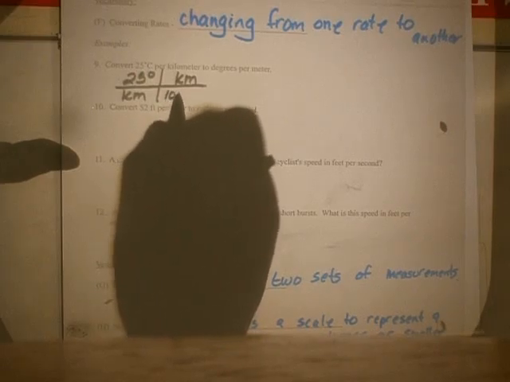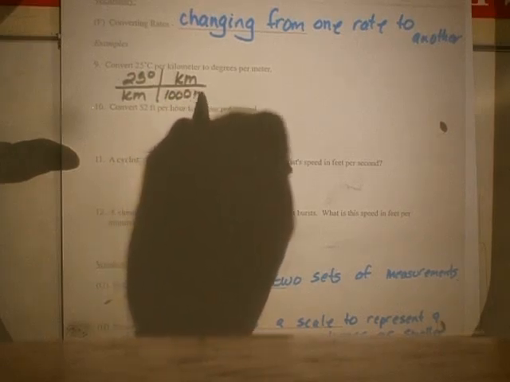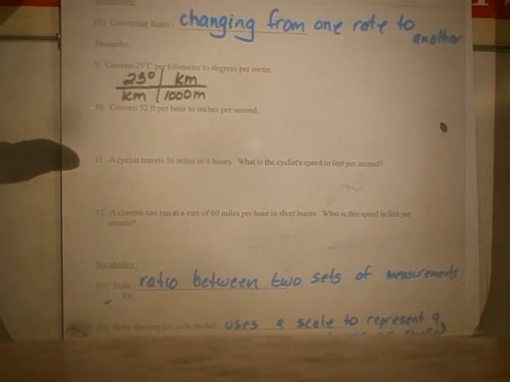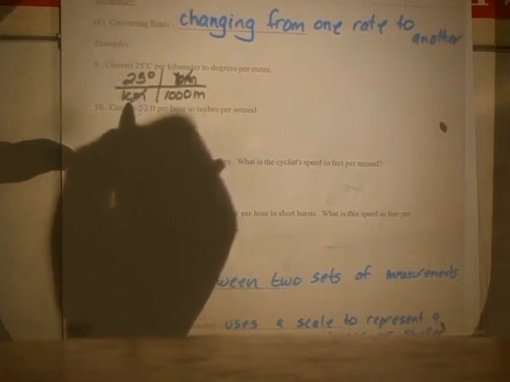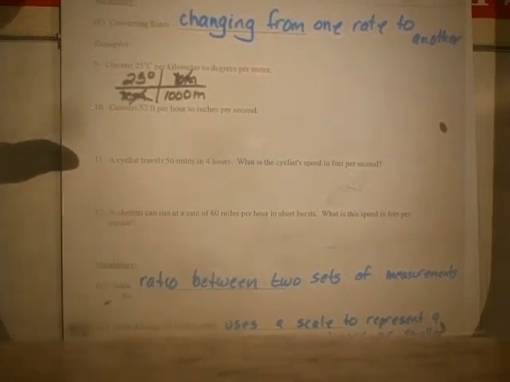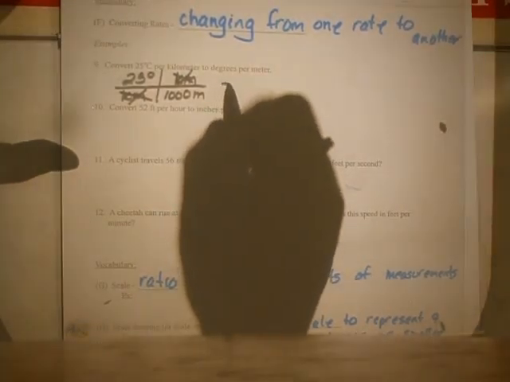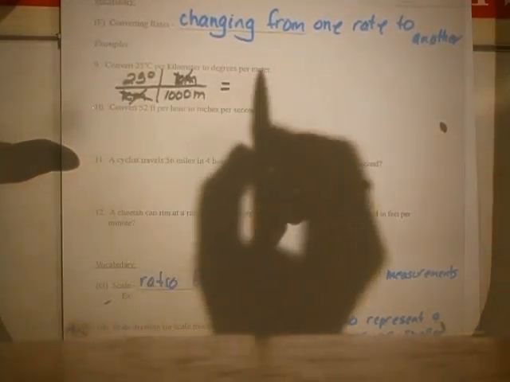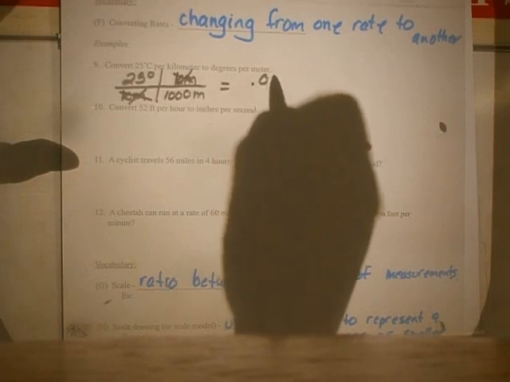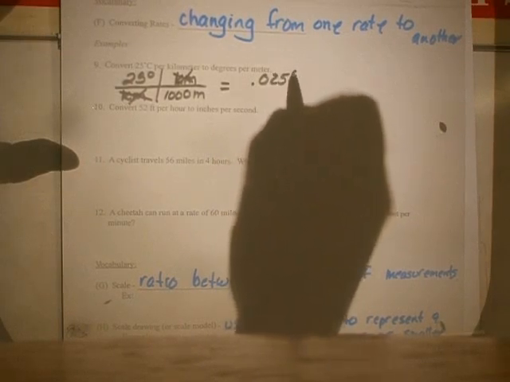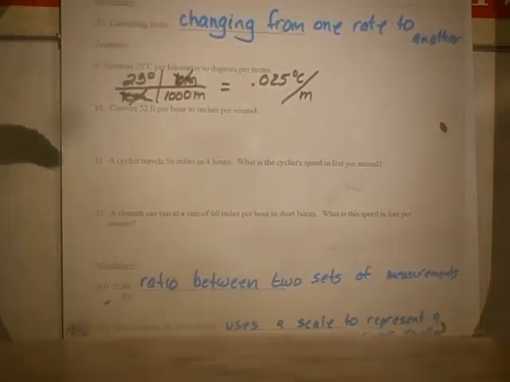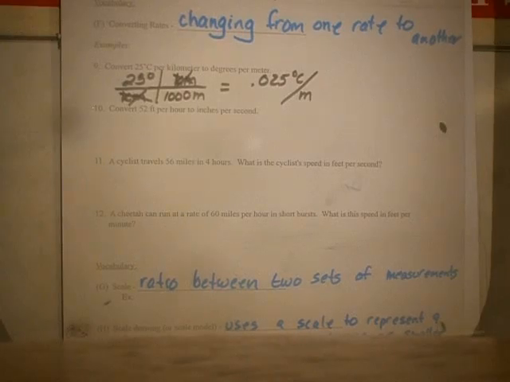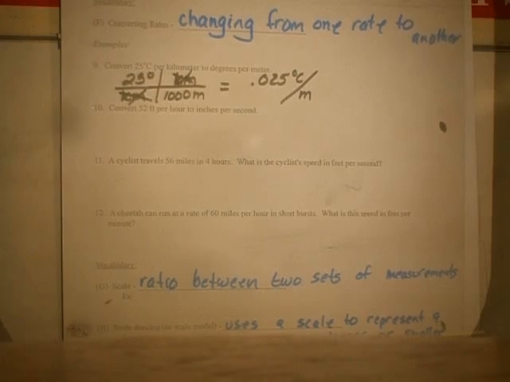There are 1,000 meters in a kilometer. 1 kilometer is 1,000 meters. And now, since there's a kilometer on the top and kilometer on the bottom, those cancel. If you take 25 divided by 1,000, you will have 0.025. That's how many degrees Celsius per meter. That makes no sense for temperature, but it's probably talking about gaining or losing altitude.